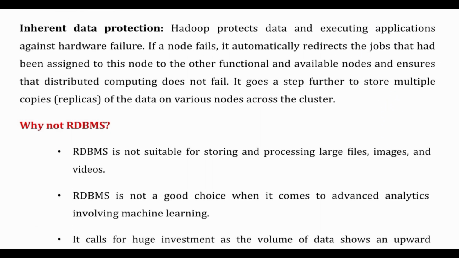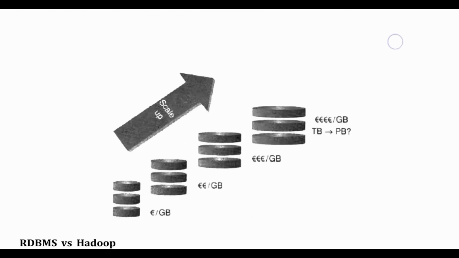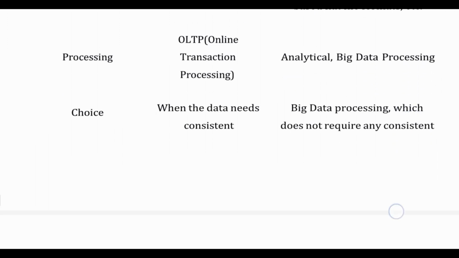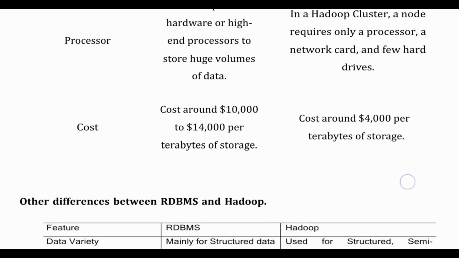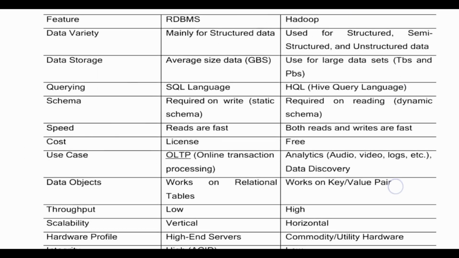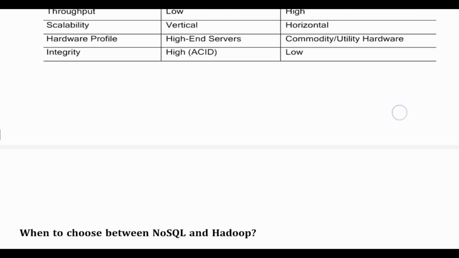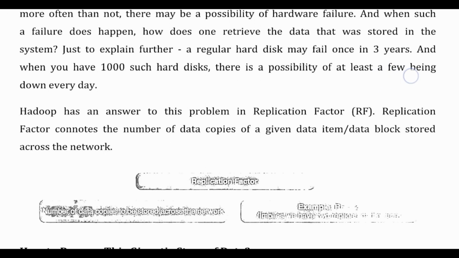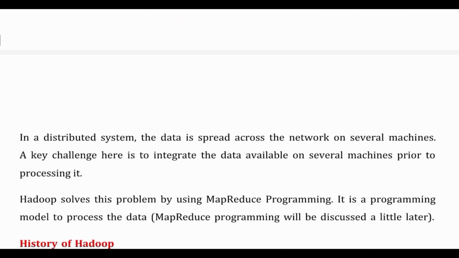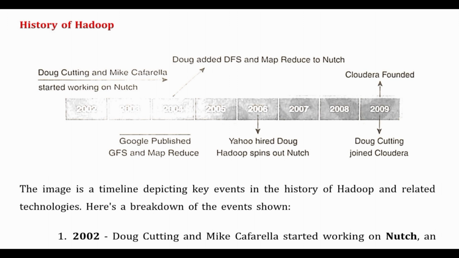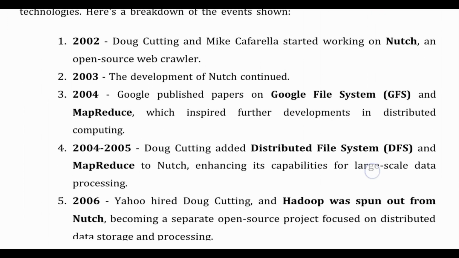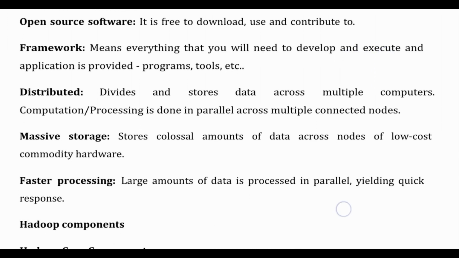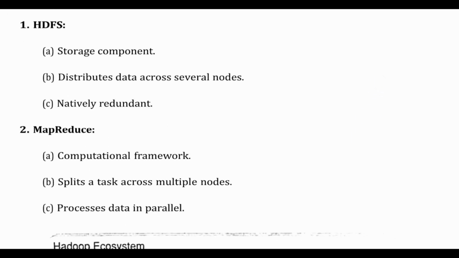Introducing Hadoop. Hadoop is an open-source framework developed for storing and processing large-scale data across distributed systems. It allows organizations to handle structured, semi-structured, and unstructured data efficiently. Why Hadoop? With the explosion of big data, traditional systems struggled to manage volume, velocity, and variety. Hadoop solves this by storing huge data reliably, processing data in parallel across clusters, and offering fault tolerance and scalability.